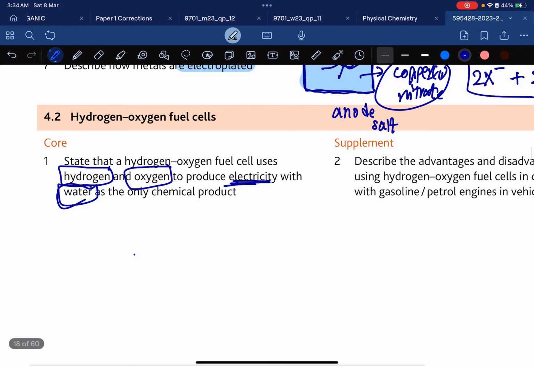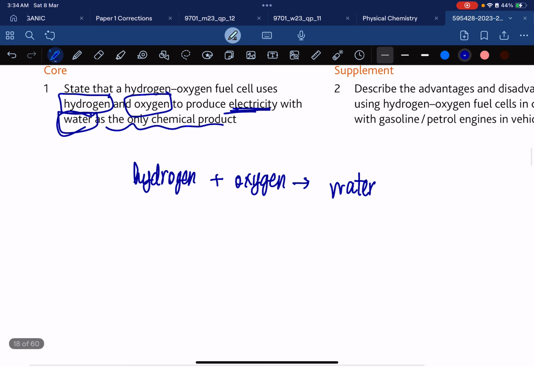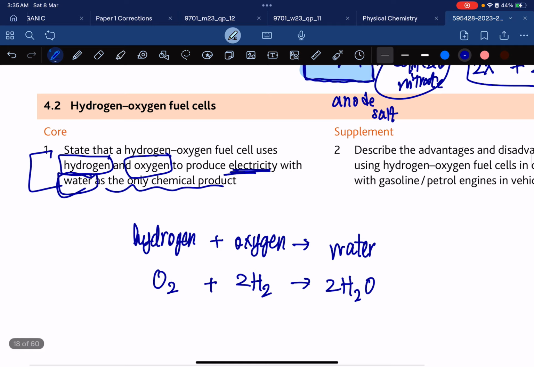Now so basically it's hydrogen plus oxygen, and they said water is your final and the only chemical product. So this is how you write it, and the overall equation could be written as O2 plus 2H2 giving us 2H2O. So the ionic equations of this will also be covered in the ionic equation video.